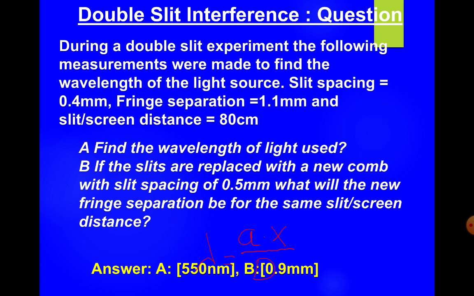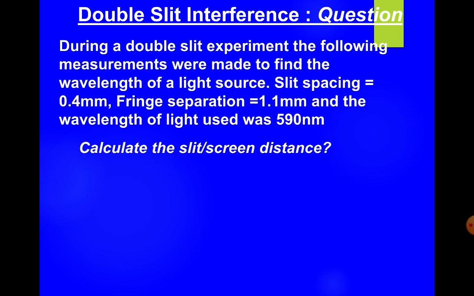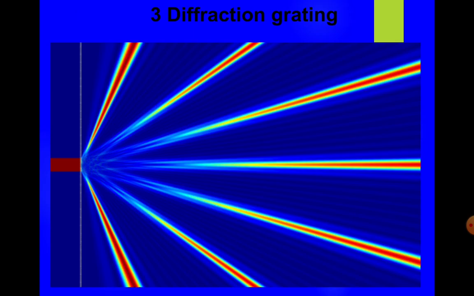The wavelength is 550 nanometers, and for the fringe spacing 0.9 millimeters. How can we calculate the slit-screen distance? If you have done it well, we would get a distance of 75. Okay. Now we're going to move to our last part, and that is the diffraction grating.